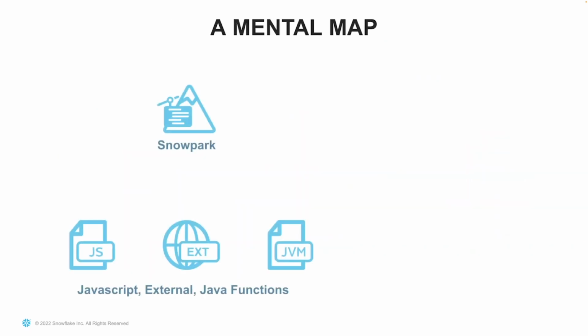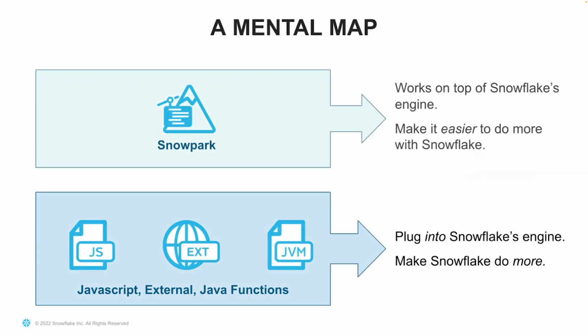Let's look at a mental map here of how this is running inside of Snowflake. So Snowpark itself works on top of Snowflake's engine. It makes it easier for developers to develop against and work with Snowflake. It's extensible in the fact that you're plugging into Snowflake's compute engine. It makes it so that Snowflake itself is doing that compute instead of your local machine, for example. Whether that's the JVM, different external functions, JavaScript, for example, all of that, your Snowpark elements are being deployed and running on Snowflake.